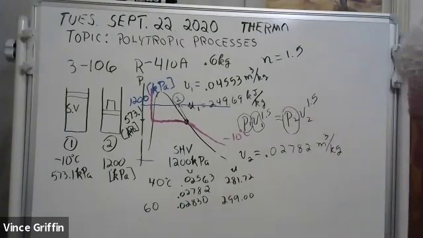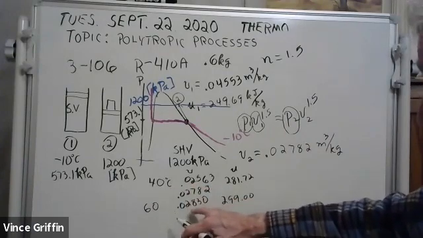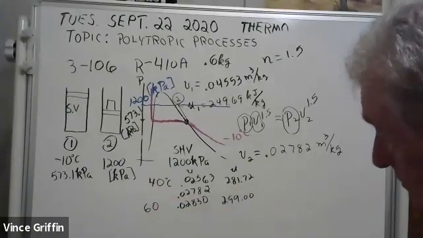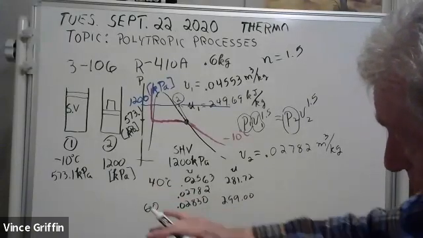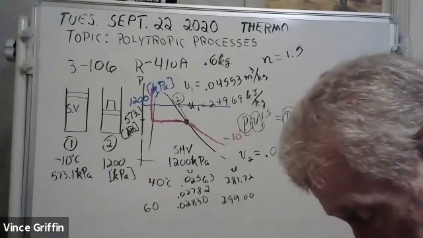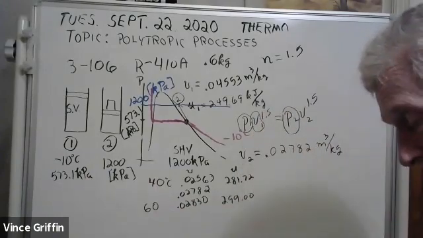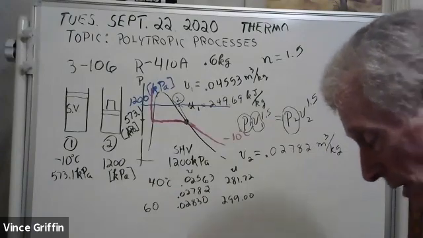Well, they want us to find the temperature. Well, we can do it. All we got to do is interpolate this, and it'll be between 40 and 60. I think it'll be closer to 60. And then they want the work and heat transfer.